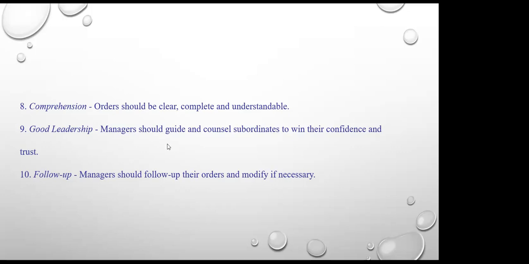The manager should guide and counsel the subordinates to win their confidence and trust. In the sense, you have to give support. If somebody has made a mistake, you have to give support.